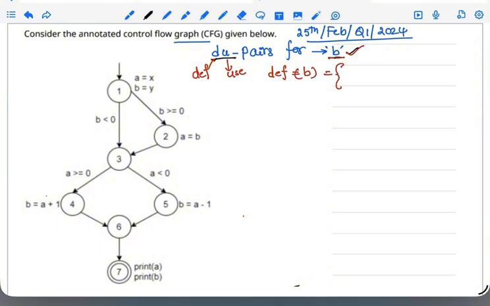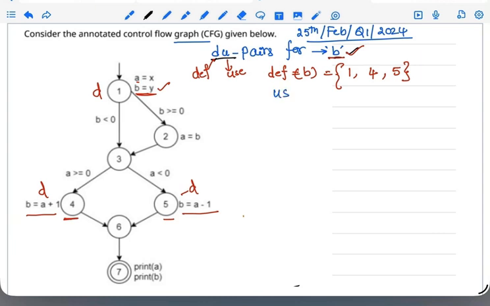At node 1, b equals y and a equals x. b is defined, right? At node 1, b is defined. At node 4, b equals a plus 1. Again b is defined, right? And at node 5, b equals a minus 1. So the definitions of the variable b in the control flow graph are at nodes 1, 4, 5.